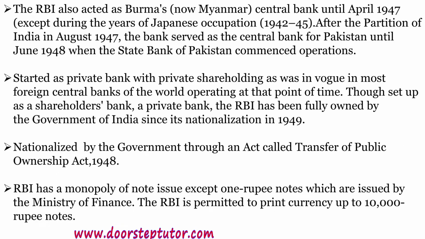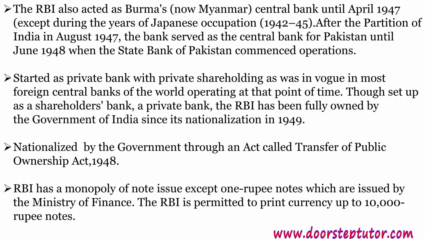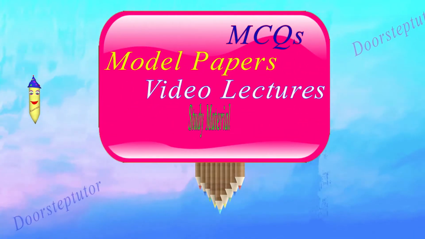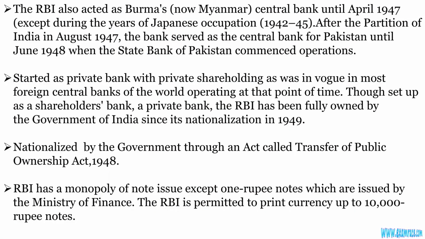Now, talking about the history of RBI, RBI acted as the Central Bank of Myanmar or Burma until April 1947. After independence, that is the partition of India, the bank served as the Central Bank of Pakistan till the SBP, that is State Bank of Pakistan, started operation in June 1948. Initially, RBI was set up as a private bank with private shareholding, but RBI became a fully government-owned bank after nationalization in 1949. It was nationalized by the government through the Transfer of Public Ownership Act 1948.